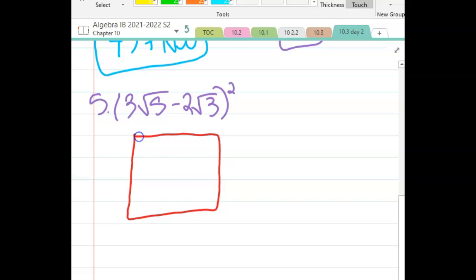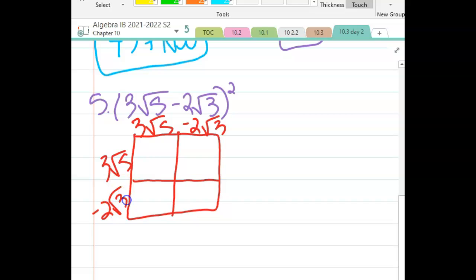Okay, recognizing the patterns here. When you have a quantity squared, I promise you 100% of the time, those two boxes are going to be the same. They're going to be the exact same term. So when you take 3 square roots of 5 minus 2 square roots of 3, and on down the side, 3 square roots of 5 minus 2 square roots of 3, I promise you those two boxes will be the same. Now let's take this slow for this first box.